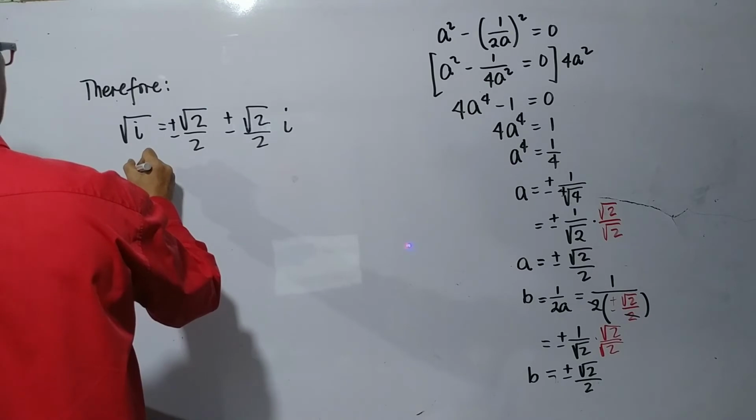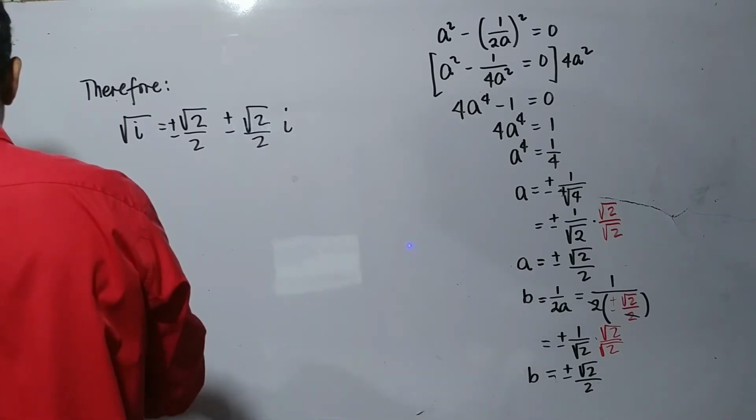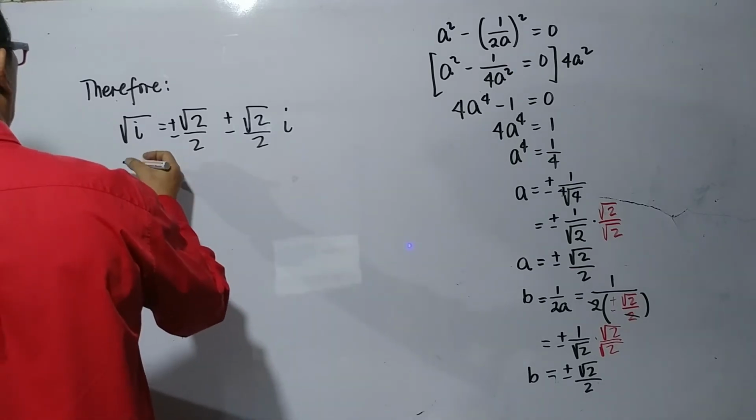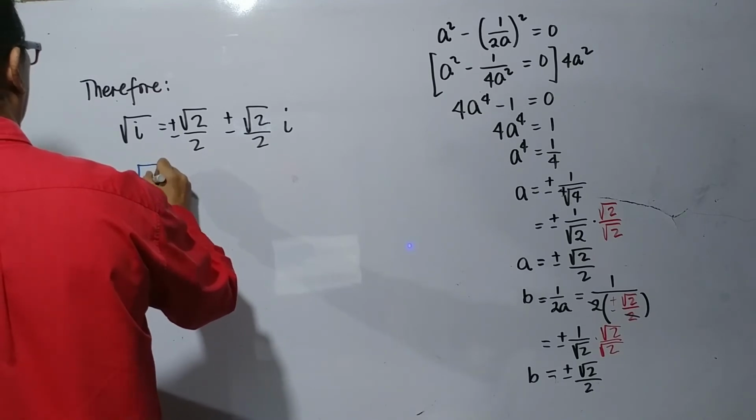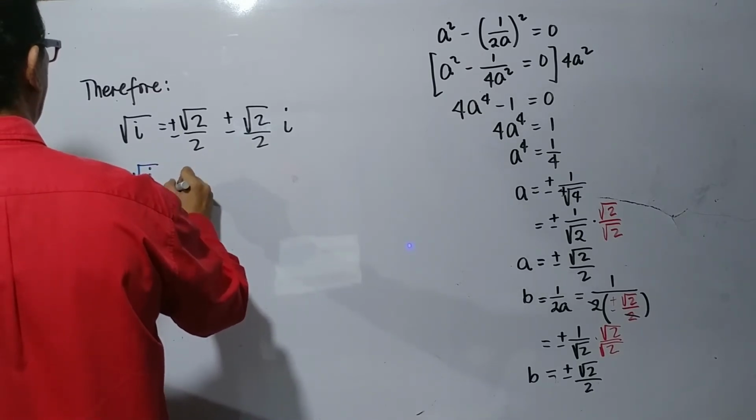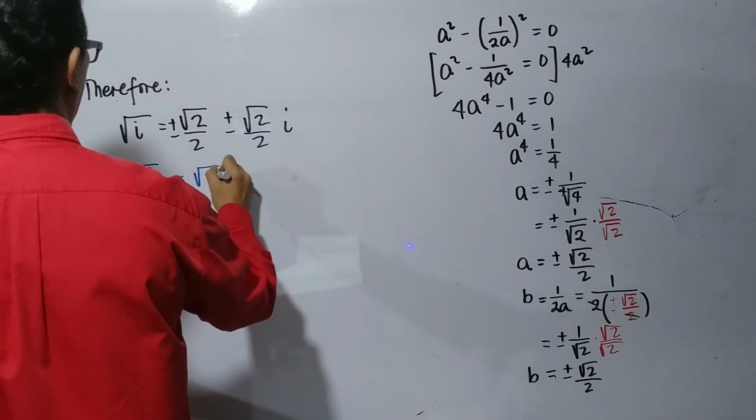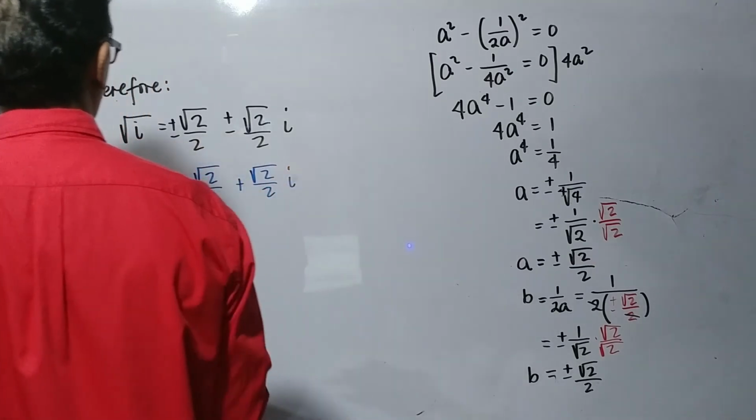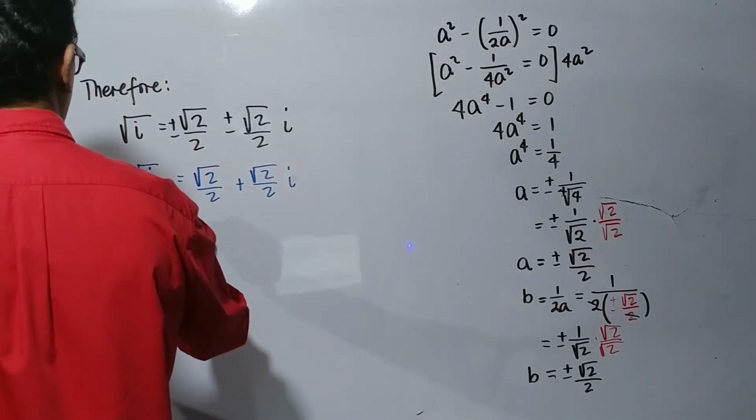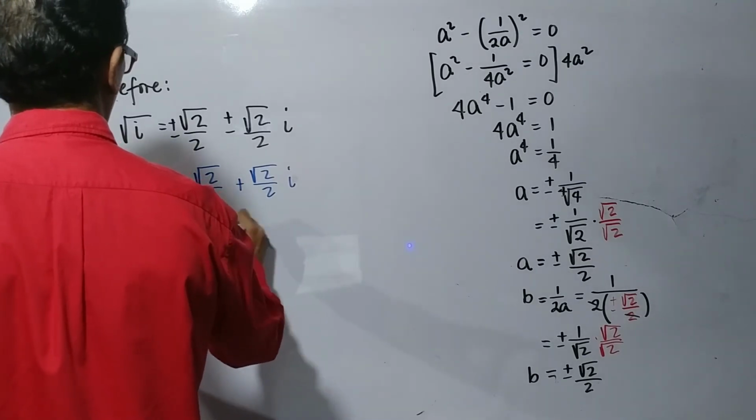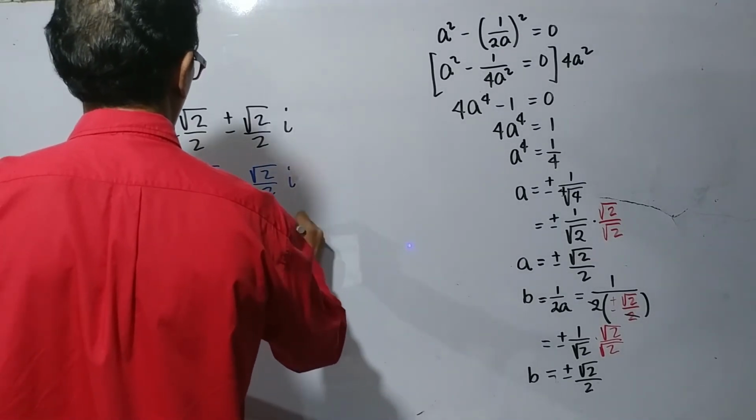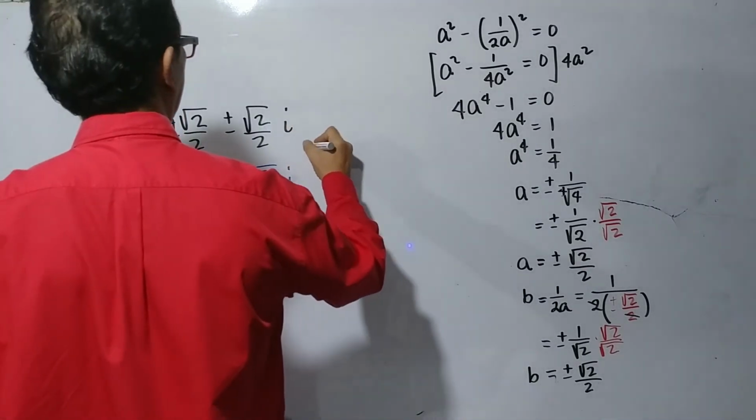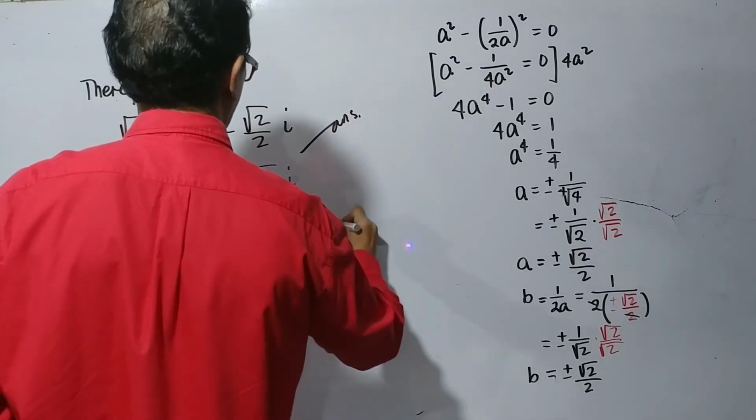Or you can simply say that the square root of i will be equal to, in terms of positive, square root of 2 over 2 plus square root of 2 over 2 i. The other one is negative square root of 2 over 2 minus the square root of 2 over 2 i. And that is, pwede na to, or pwede rin ito.